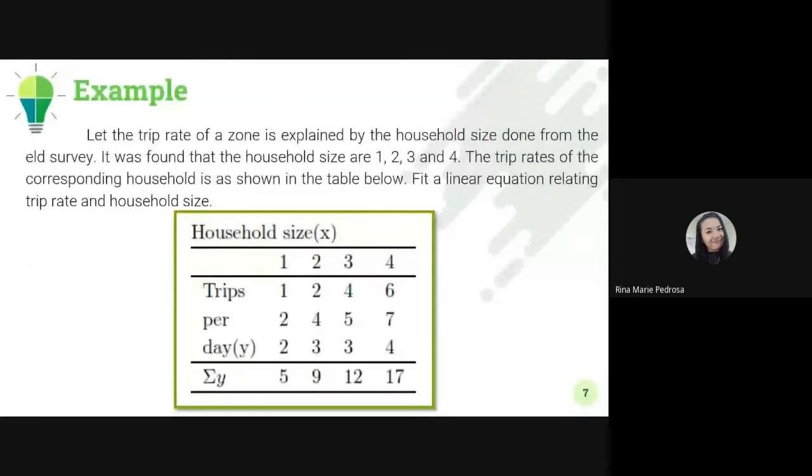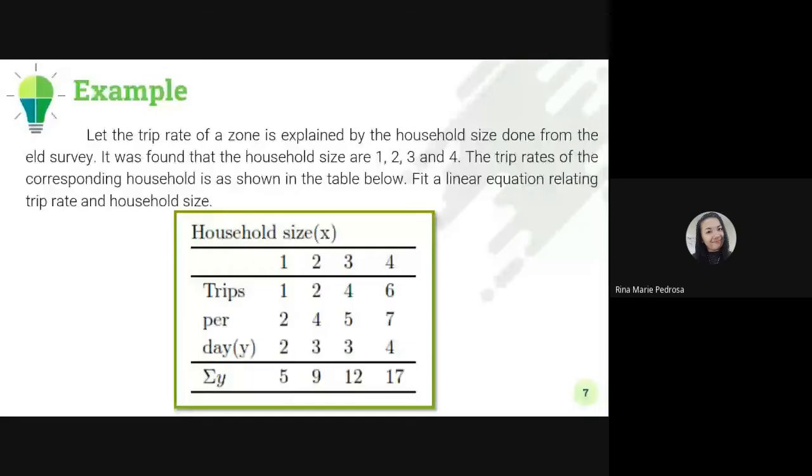For example, let the trip rate of a zone be explained by the household size. It was found that the household sizes are 1, 2, 3, and 4. The trip rate of the corresponding household is as shown in the table below. So this one is to fit a linear equation relating trip rate and the household size. So we're going to create a linear equation. So in this case, if you can see, this is our x, this is our y. So this one is the summation of our y.